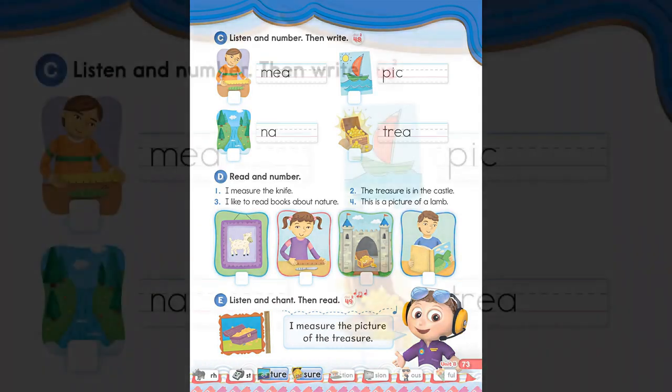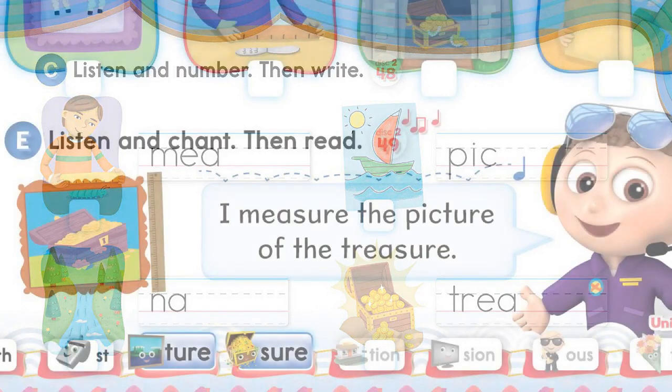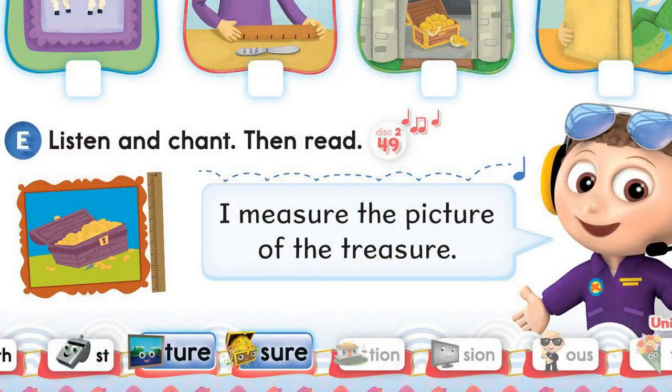1. Picture. 2. Measure. 3. Treasure. 4. Nature. Page 73. E. Listen and chant, then read.